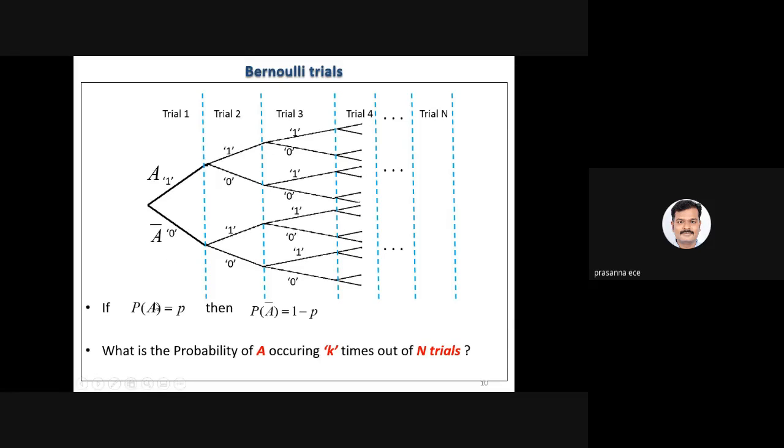Okay, so we assume some probability P for the event A, the top event A, and the opposite event has a probability of 1 minus P. So P of A is equal to P, then P of A bar is equal to 1 minus P.